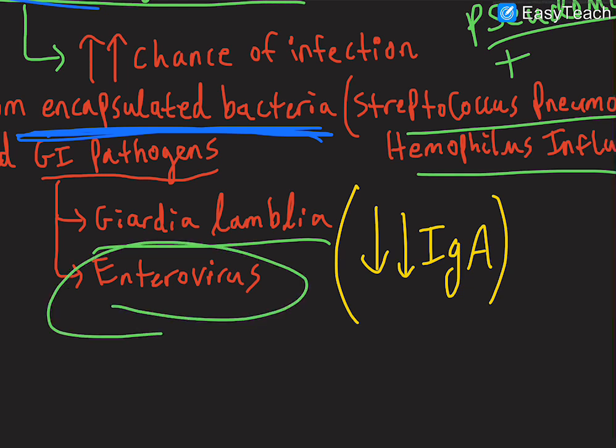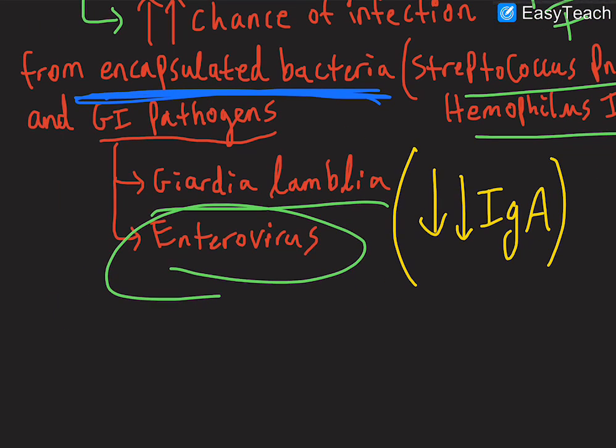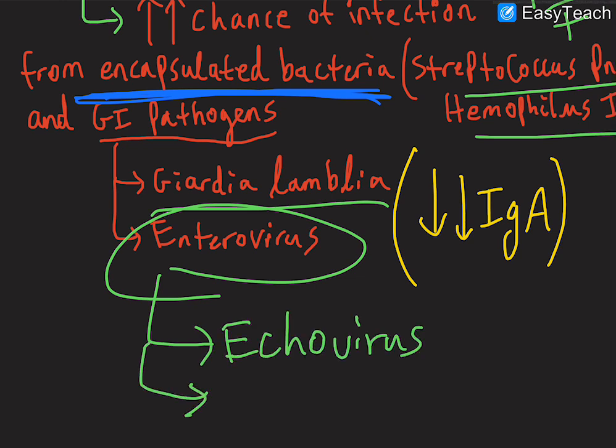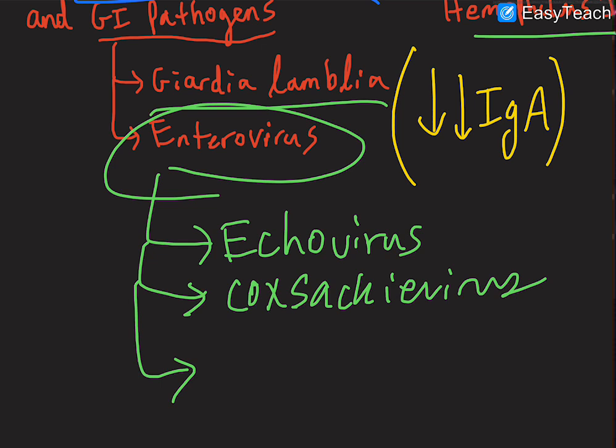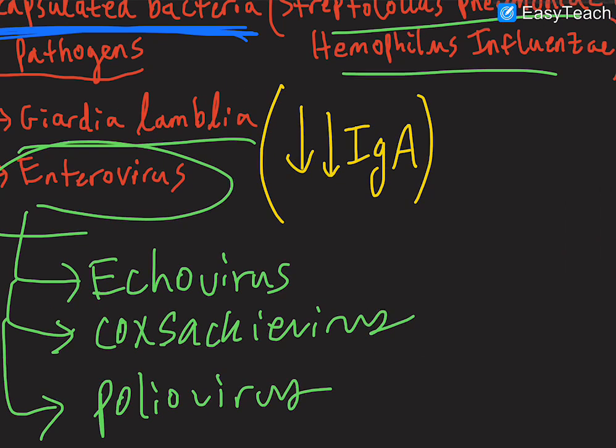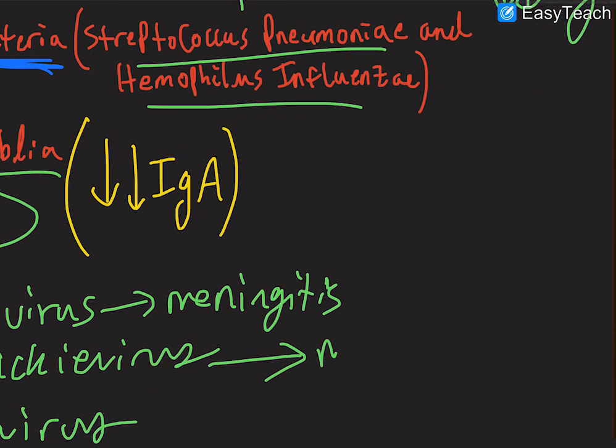And certain enteroviruses. Now, certain examples of these enteroviruses are: we can have an echovirus infection, we can have a Coxsackie virus infection, we can have a poliovirus infection, right? And we know that echoviruses can lead to meningitis. We know that Coxsackie virus can lead to myocarditis, cause inflammation of your heart muscle.